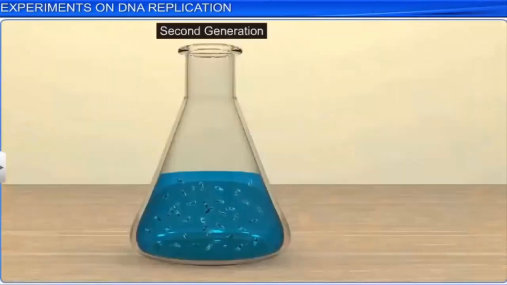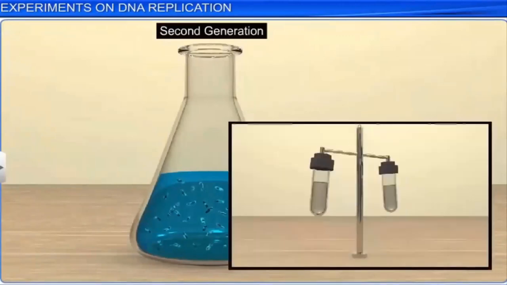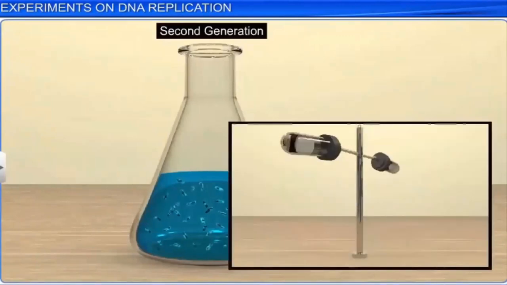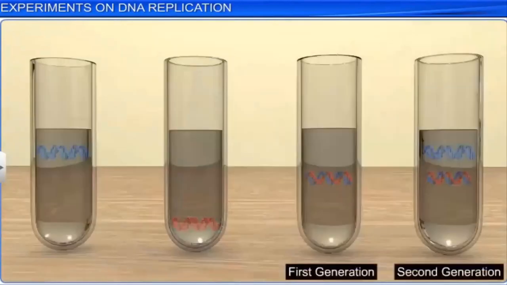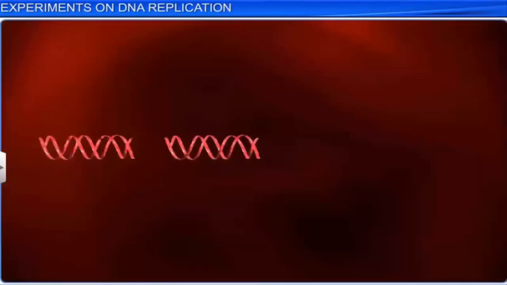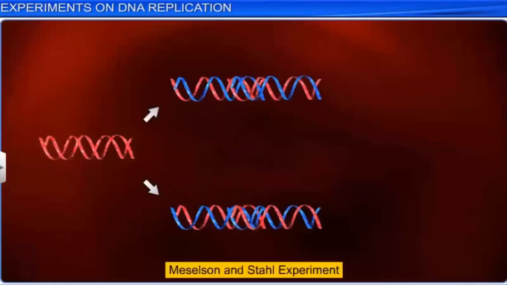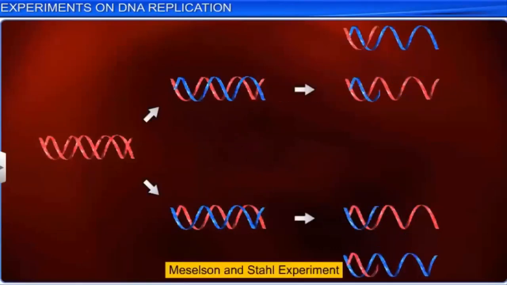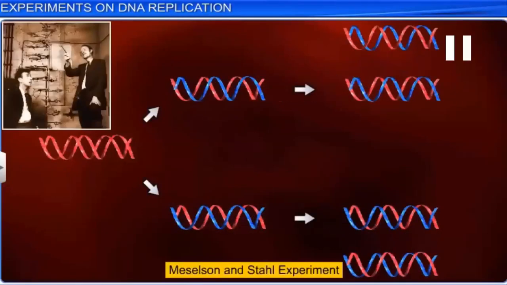The next generation of E. coli, which was born after 40 minutes, had equal amounts of hybrid DNA and light DNA. Thus, the findings of the Meselson and Stahl experiment established the validity of Watson and Crick's model.